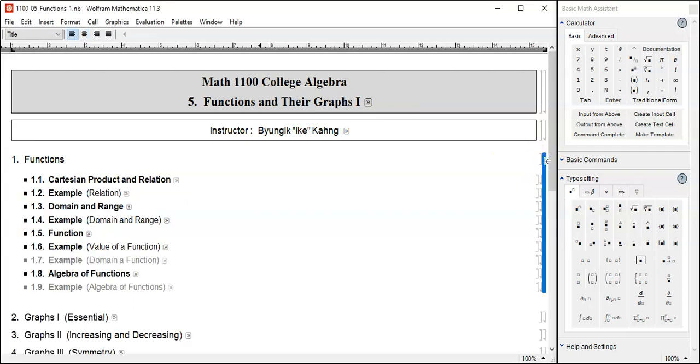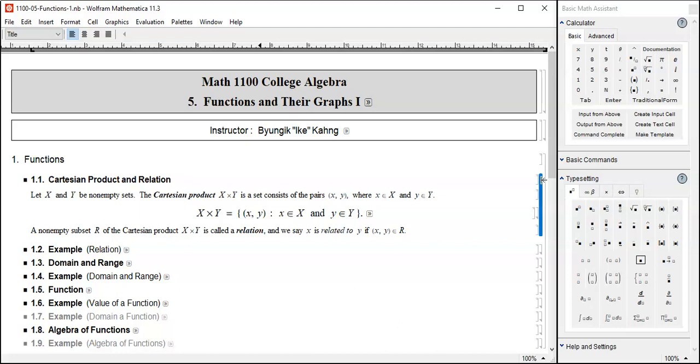But then again, what is it? What do you mean by a function? That's going to be answered in subsection 1.5 here. So for the time being, we have to do some preparations. And the first piece of preparation for that is the Cartesian product.